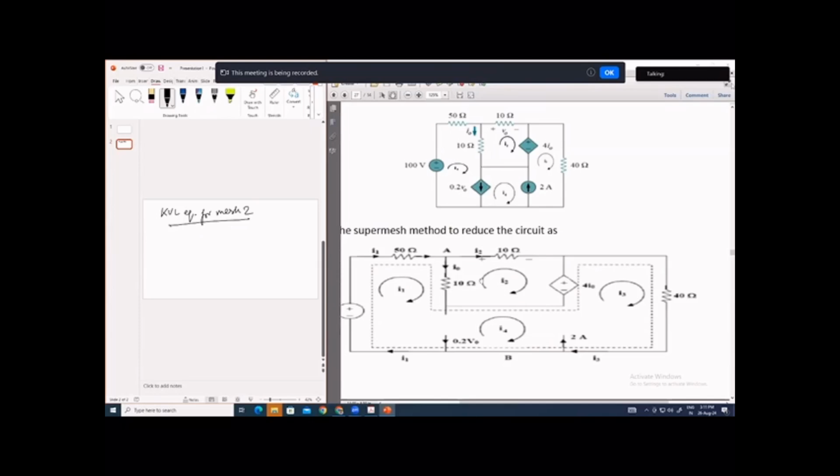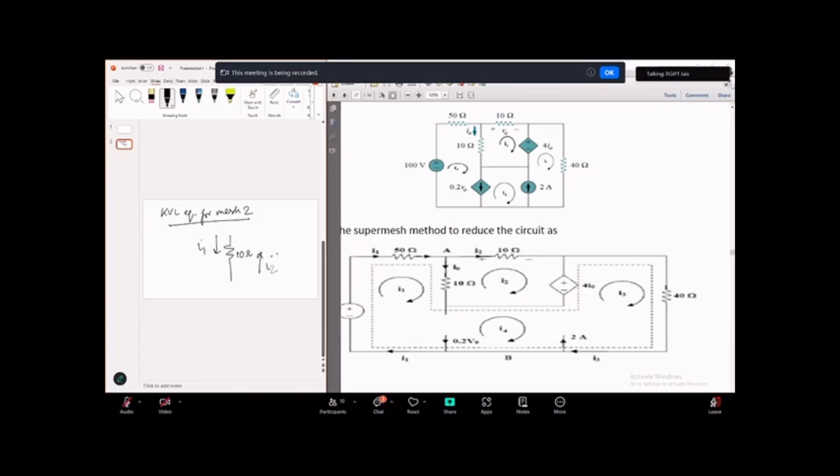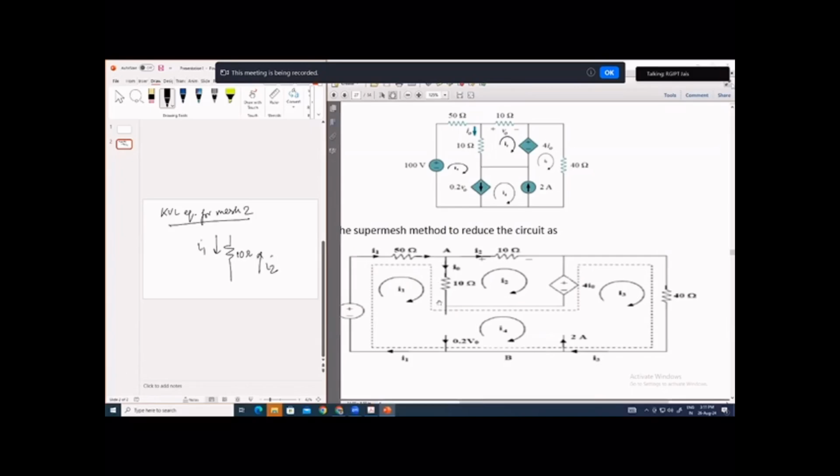Then let us start from this 10 ohm resistance. If I2 is flowing, again there will be two currents through this 10 ohm resistance. If you see this 10 ohm resistance alone, in this direction it will be I1 and in this direction there will be I2. Top to bottom, there will be I1. Bottom to top, there will be I2.